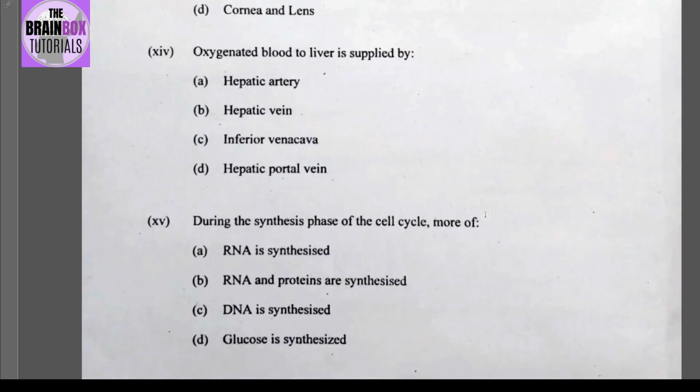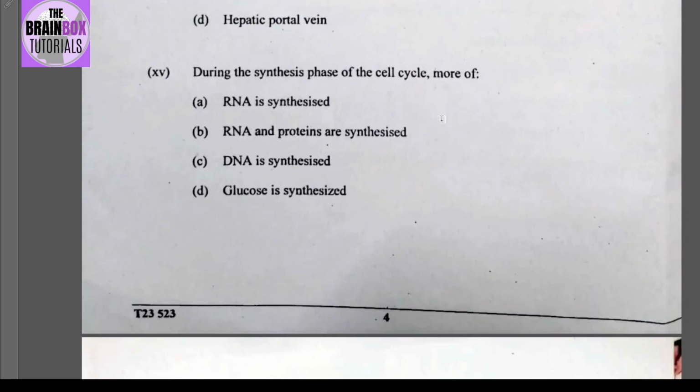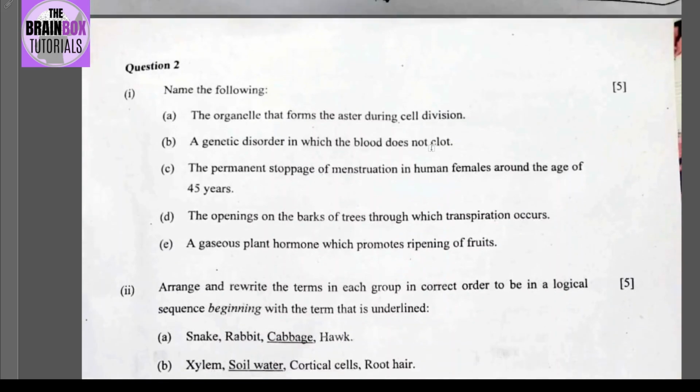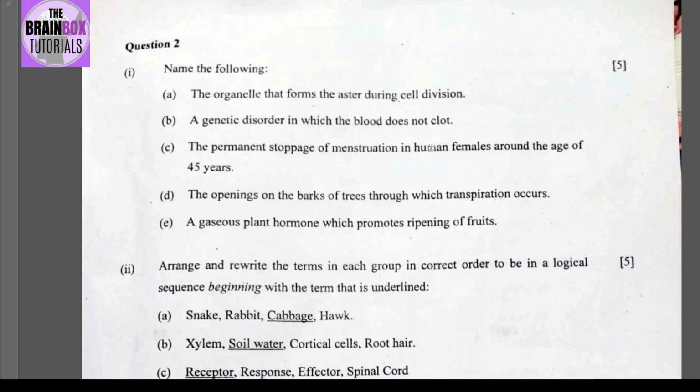Now number 14, oxygenated blood to liver is supplied by option number A, hepatic artery. Number 15, during the synthesis phase of the cell cycle, more of DNA is synthesized, option number C. Okay, this is question number 1. Now moving on to question number 2.